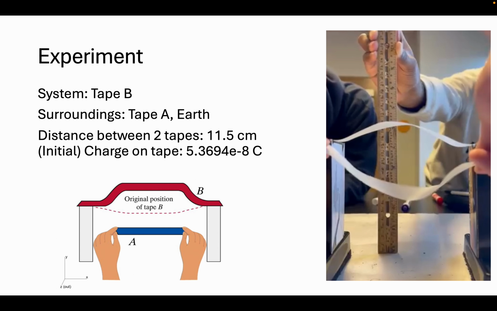Initial conditions were tape mass 0.2 grams, length 20 centimeters, and width 1.5 centimeters. Here's the experiment. The system was tape B, and the surroundings were tape A and Earth. The distance between the two tapes was 11.5 centimeters, and the charge on the tape was initially, from the last lab, calculated to be 5.3694 times 10 to the minus 8 power coulombs.